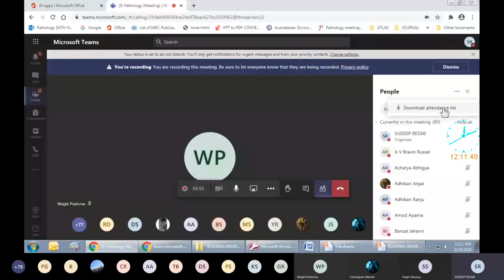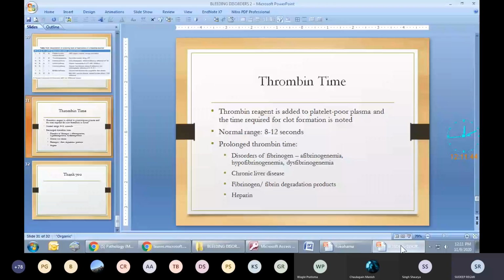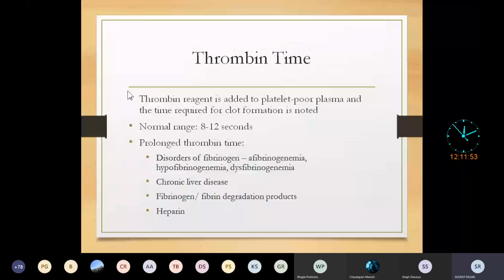I just have one slide. The next is thrombin time. The thrombin reagent is added to the platelet poor plasma, and the time required for the clot formation is noted. The normal range is 8 to 12 seconds. This prolonged thrombin time is seen in disorders of the fibrinogen, like afibrinogenemia, hypofibrinogenemia, or dysfibrinogenemia, and chronic liver disease, and in fibrinogen or fibrin degradation products, and heparin, if the patient is on heparin.